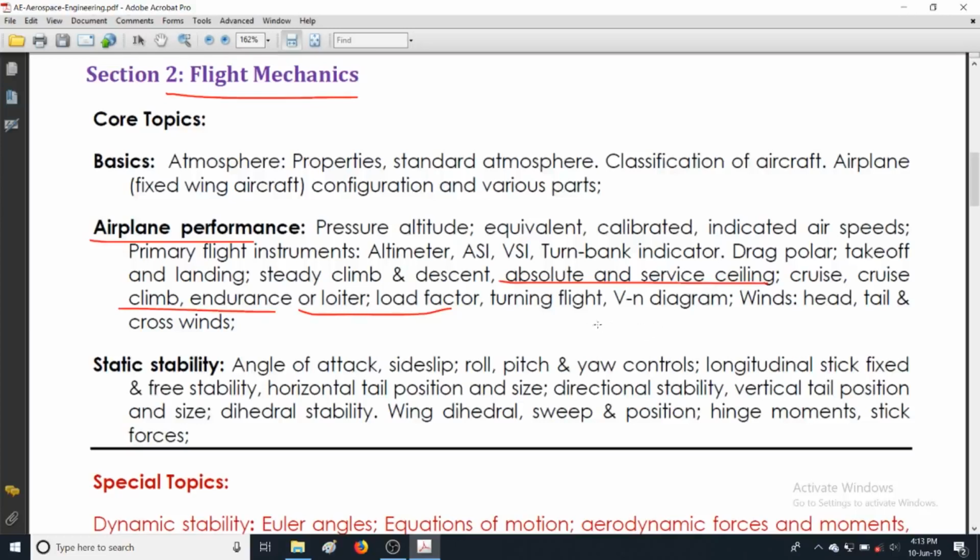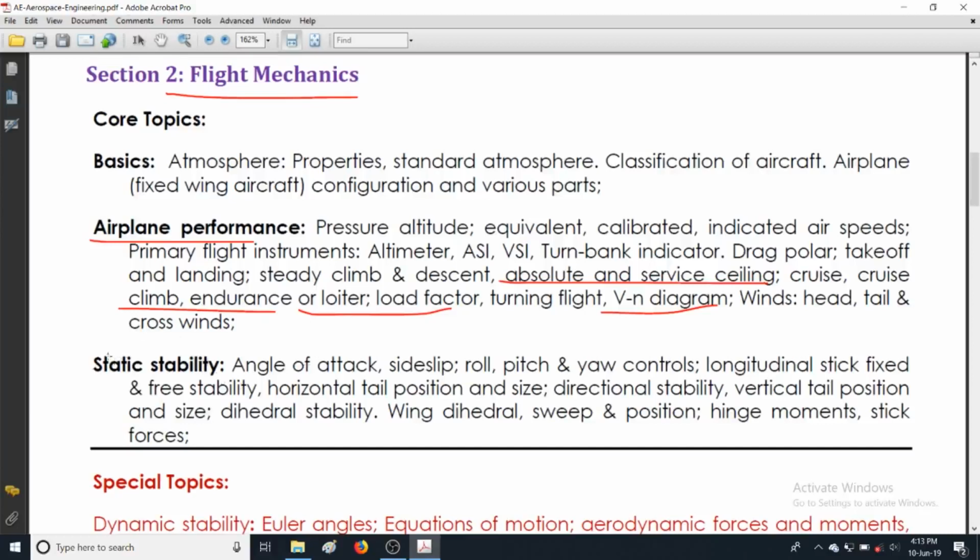So we will find what the velocities are, like corner velocity, and then the different regions there are, safe region and all. And then we will go for the wind effects, like headwind, tailwind, crosswind, and how these winds affect the airplane path and its performance.